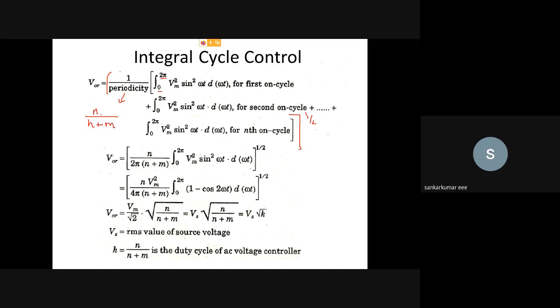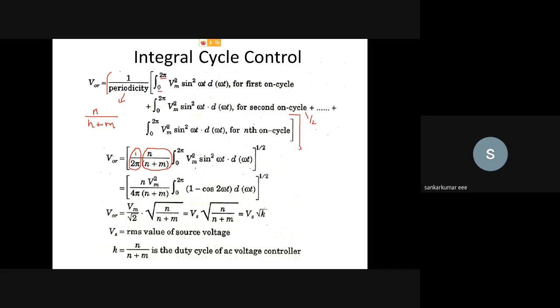The AC voltage controller is turned on for n cycles. So this will be your periodicity for the total AC voltage controller, and for a single cycle, the time period will be 1 by 2 pi. So this 1 by 2 pi will be for a single cycle, and the total number of cycles will be n plus m. Out of that, n is for the cycles in which the AC voltage controller is turned on. So that periodicity will be n by 2 pi into n plus m into integral 0 to 2 pi Vm square sine square omega t d omega t.